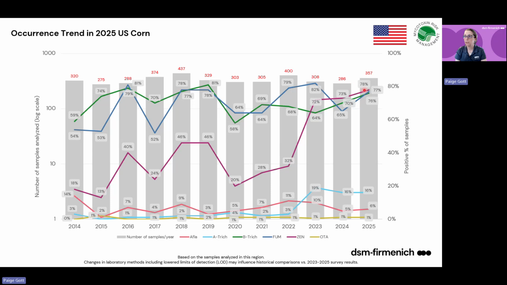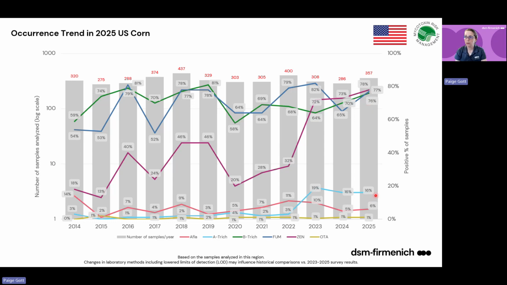What we're seeing most frequently in our data set would be zearalenone in 78% of samples, up from 73% positive in our 2024 data set. Similarly, with our fumonisins, we have 77% of samples positive for some level of fumonisin, which is up from 65% of the data set last year. And then finally, in our top three, we have our type B trichothecenes, which were found in some concentration in 76% of the samples, which is up from 70% of the samples being positive last year.